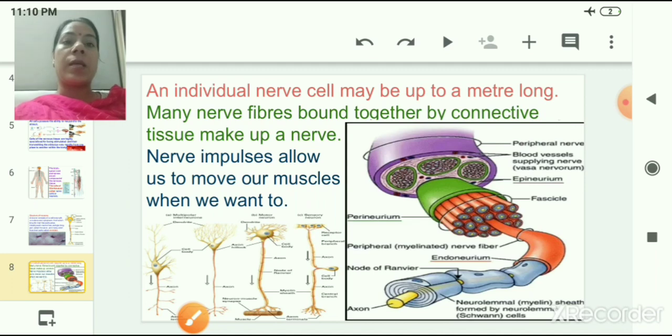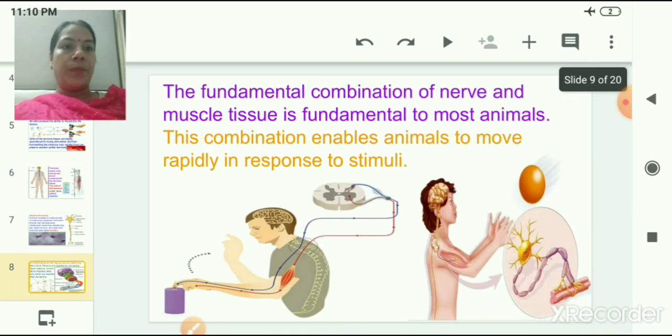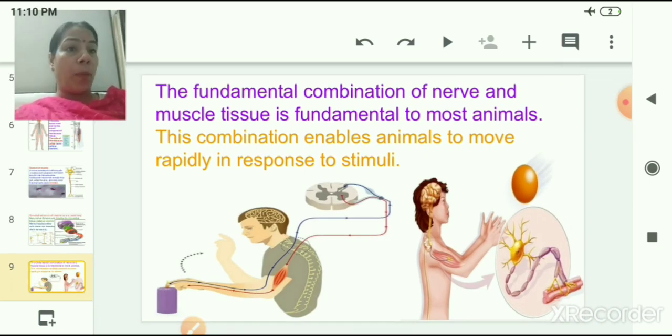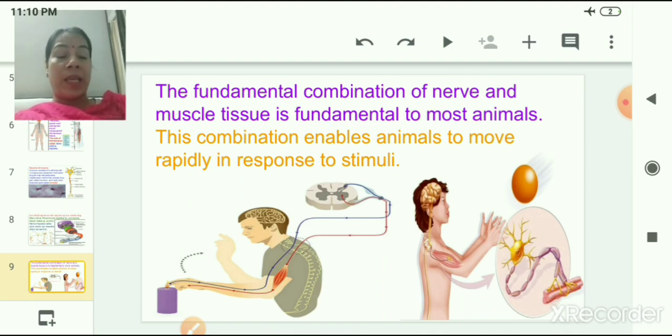Nerve impulses allow us to move our muscles when we want to move them. The combination of nerve and muscle tissue is fundamental to most animals. This combination enables animals to move rapidly in response to stimuli. That stimuli can be of various types.